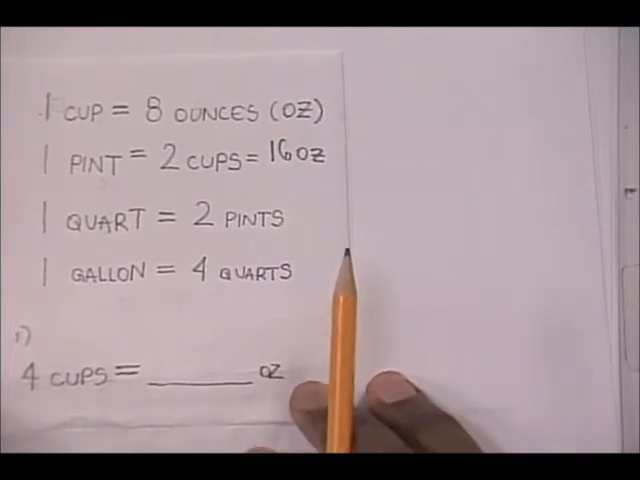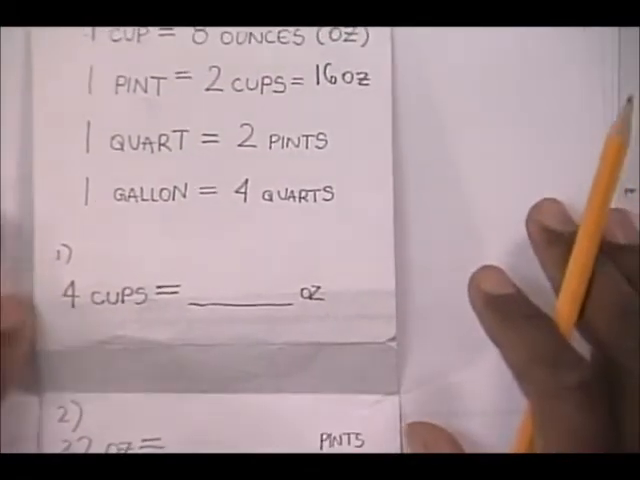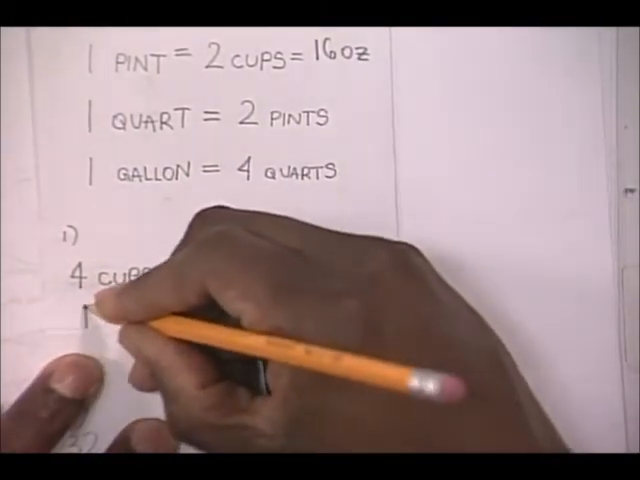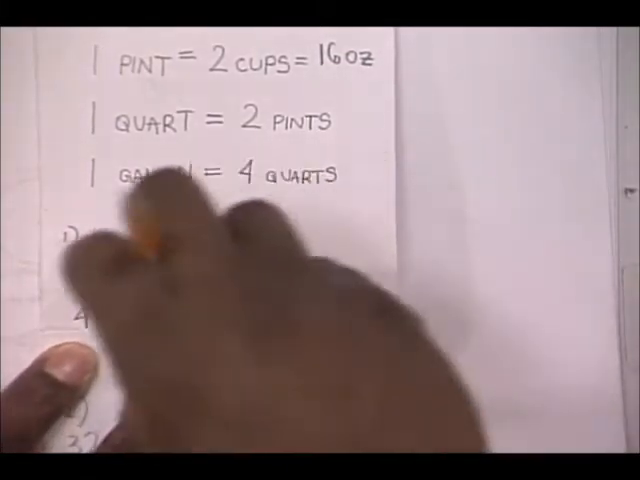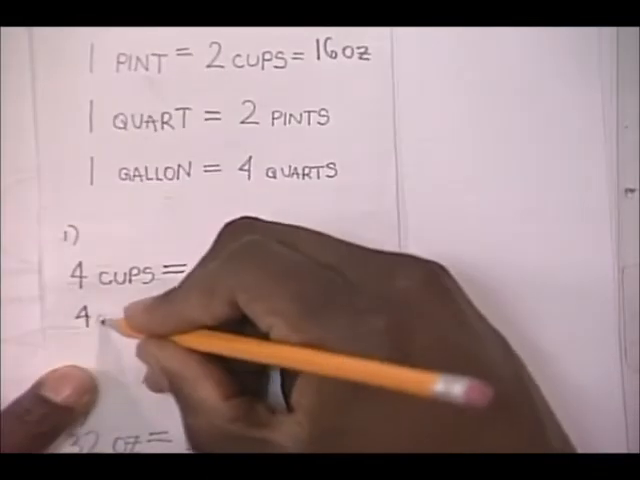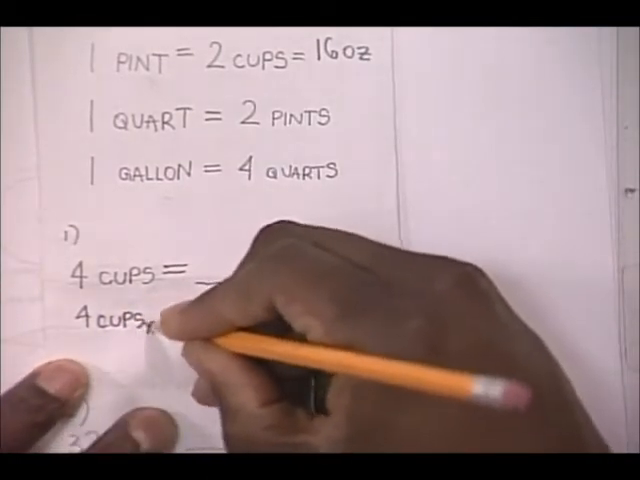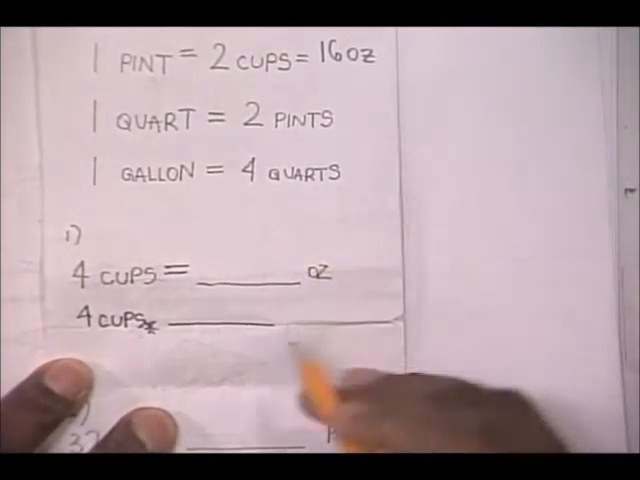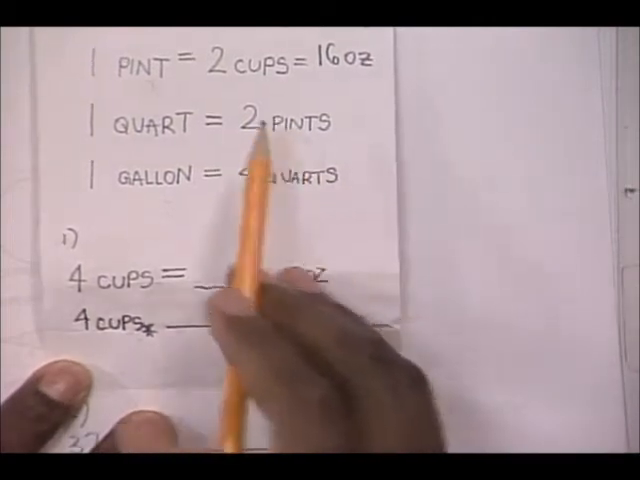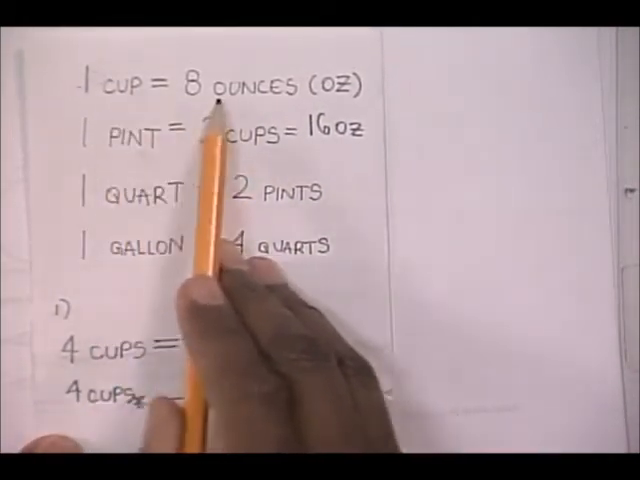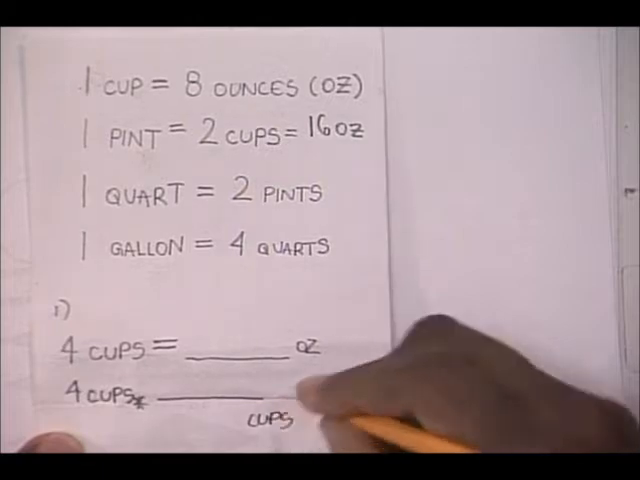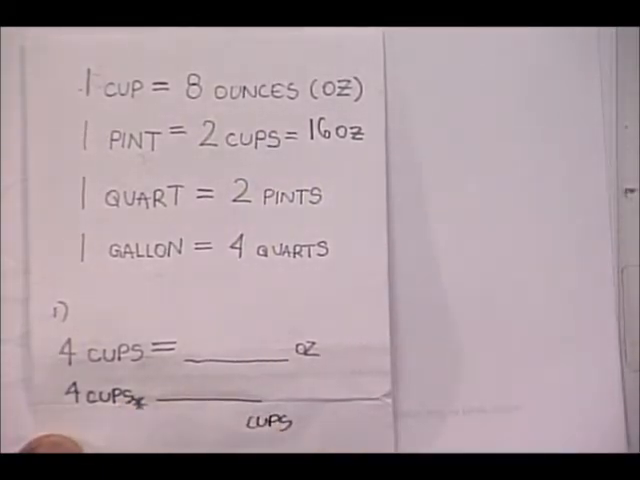All right, so that said, let's talk about a technique of converting within the U.S. system. Here I've got 4 cups equal to how many ounces? What I'd like you to do is start with what's given. You're going to start with cups, and you're going from cups to ounces. You'd go up here and see that 1 cup is the same thing as 8 ounces. I've got cups here, I'm going to put cups down there. And I'm going to go to ounces, because that's what I want.